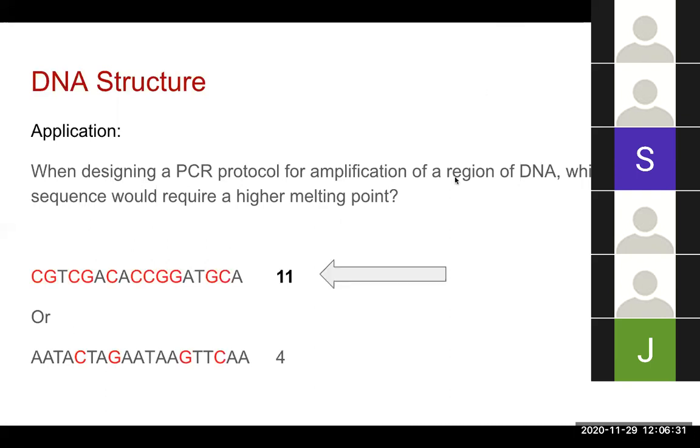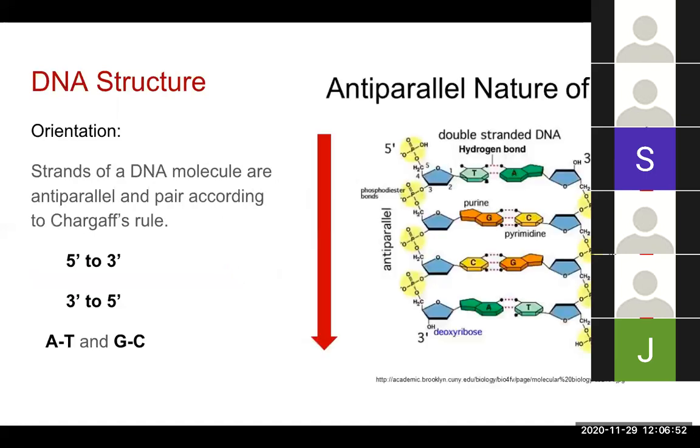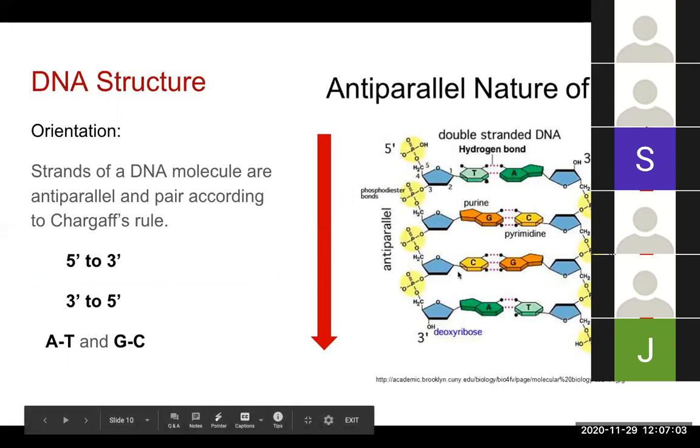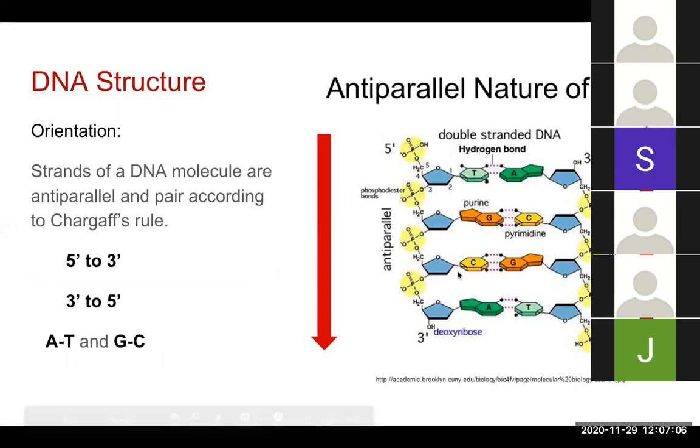So yes, the top sequence is going to have a lot more G and C bases, whereas the bottom one will have fewer. So that top strand will require more energy to break apart those three hydrogen bonds between C and G. Another thing to mention about DNA structure is that both strands of a DNA molecule are antiparallel. They run in opposite directions, 5' to 3', and the bases pair according to Chargaff's rule, with A binding with T and G with C.